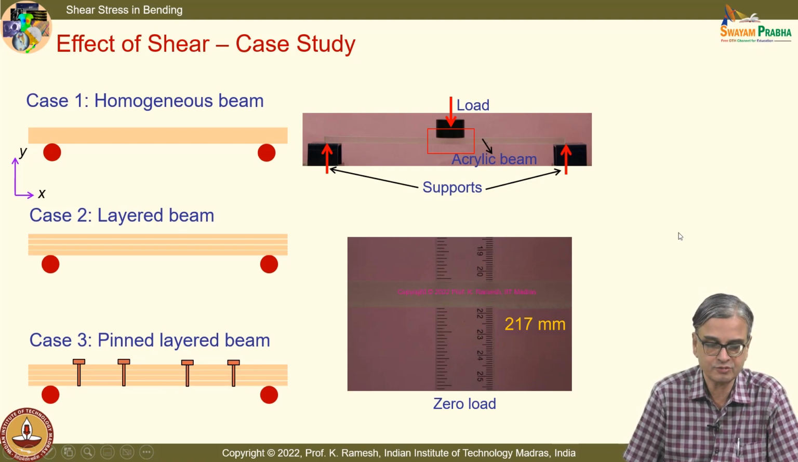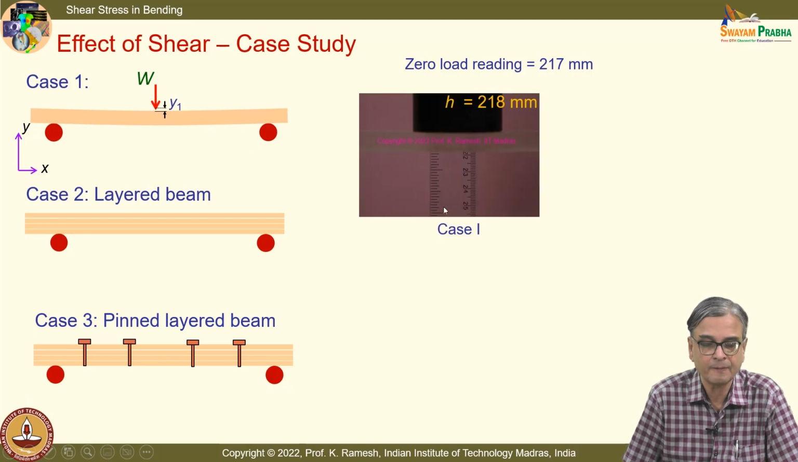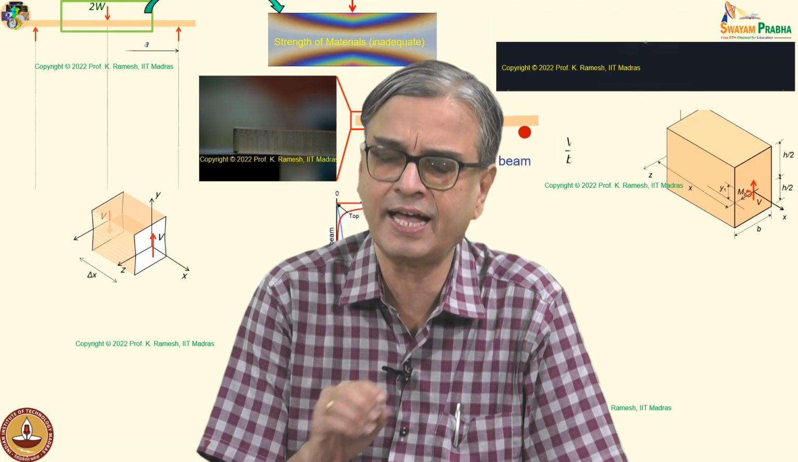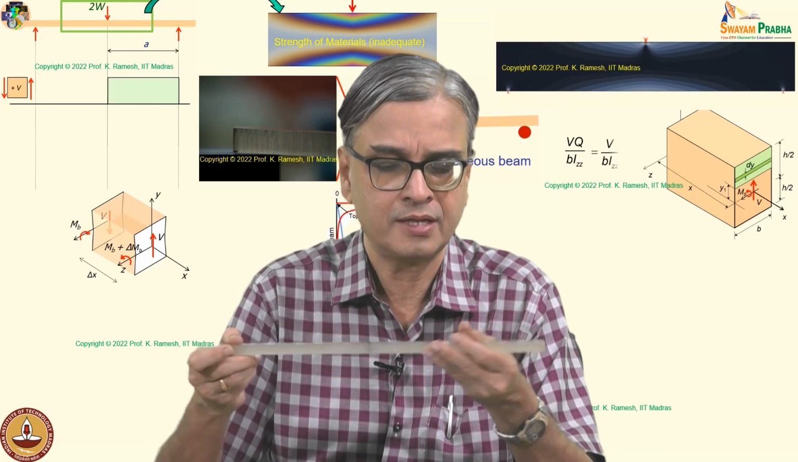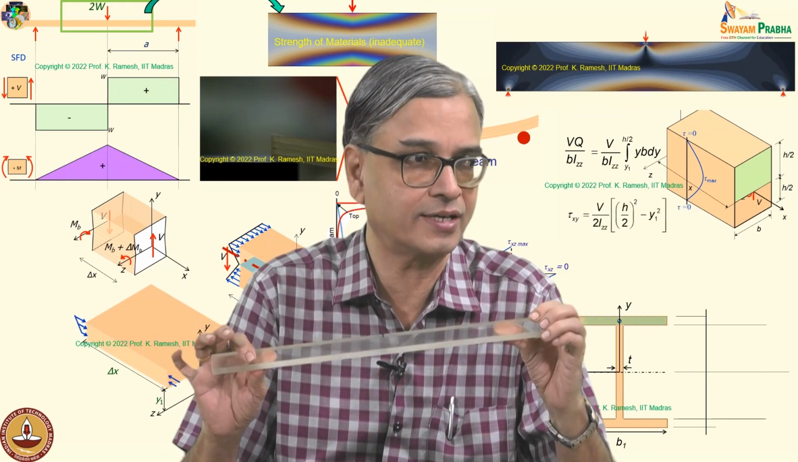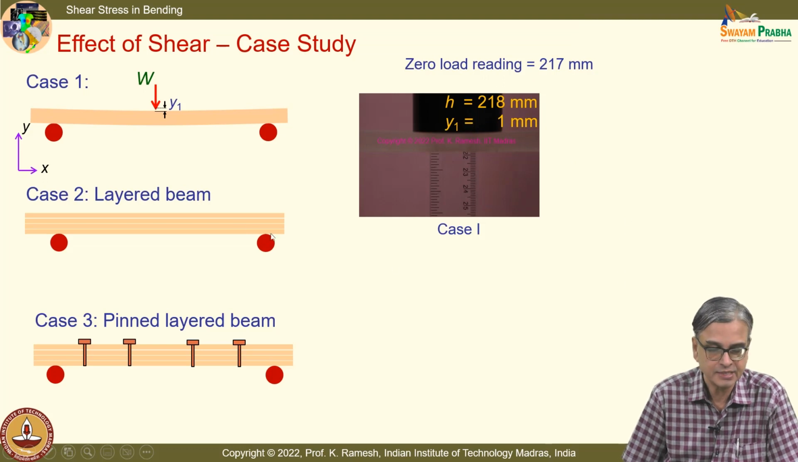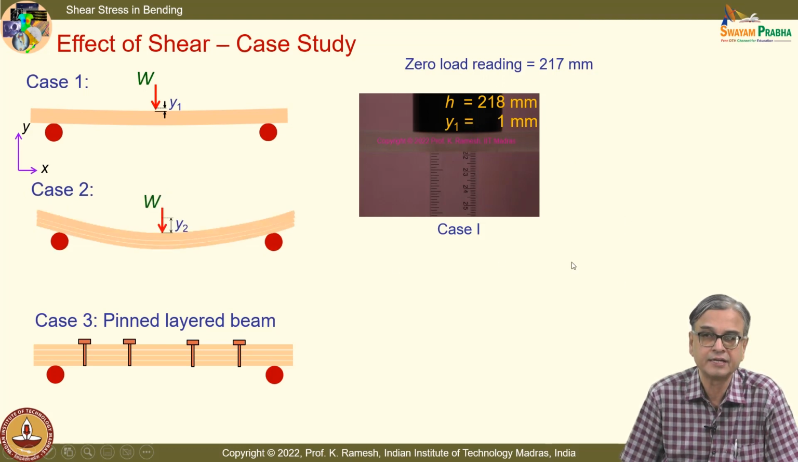Okay. So let us do the experiment. And zero loading is put as 217 millimeters. And then when I apply the load, it gets deflected. And now the deflection is 218. So it has deflected only by 1 millimeter. It's very, very small. When I have the perspex beam, when I put the load, see, it's not as flexible like the plastic beam, it's very strong. And you have a deflection of only 1 millimeter. Suppose I put the load on the layered beam.